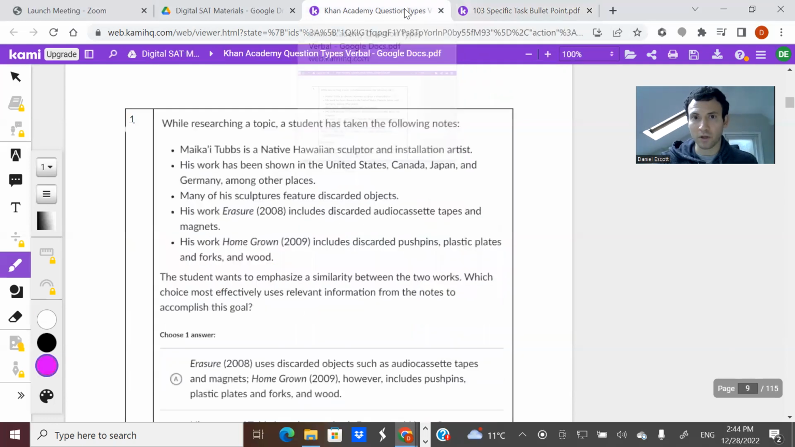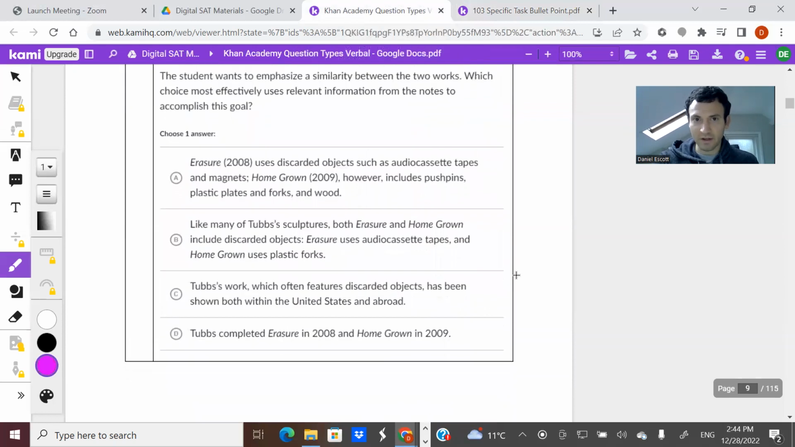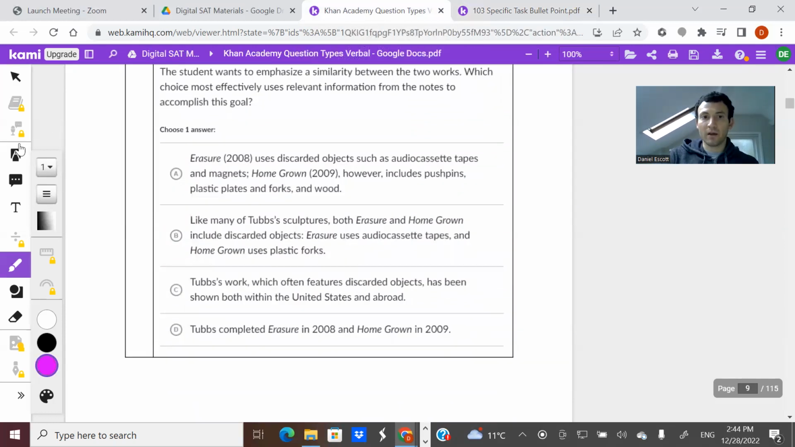Let's try two questions. Okay, so we've got these bullet points, but I'm telling you, I'm not even going to allow you to look at them. Okay, let's just look right at the question. The student wants to emphasize a similarity between the two works. Which choice most effectively uses relevant information from the notes to accomplish this goal? Okay, so we need to compare the two works in a similar way. That's all we're trying to do.